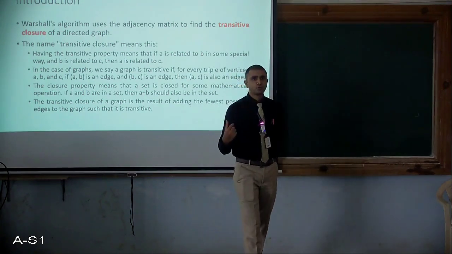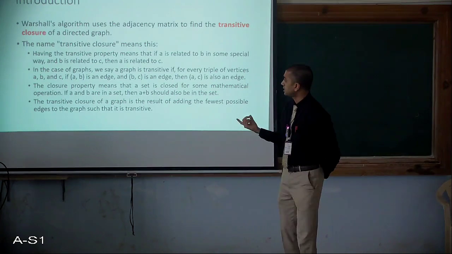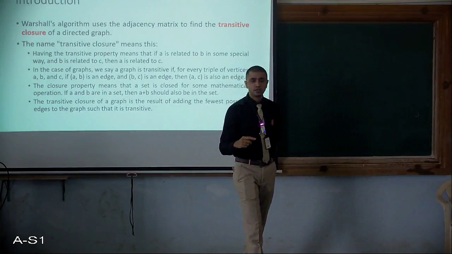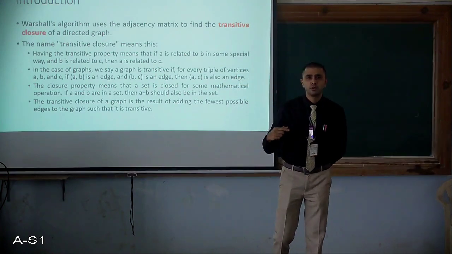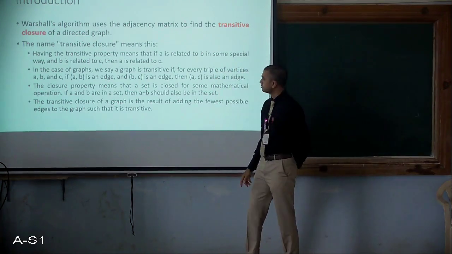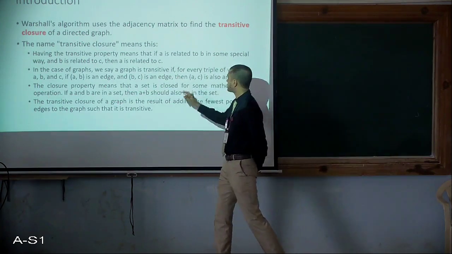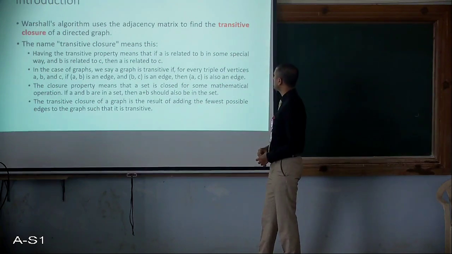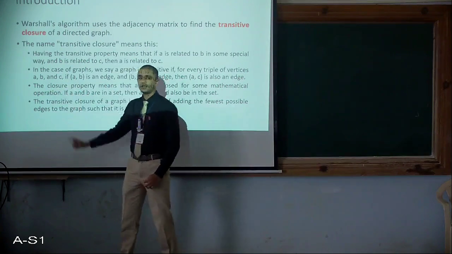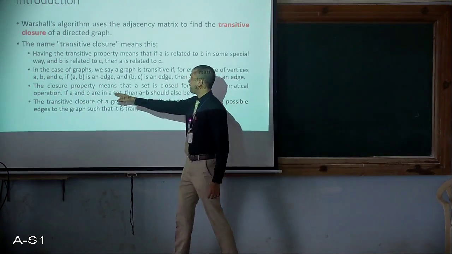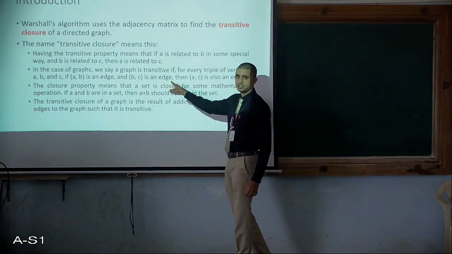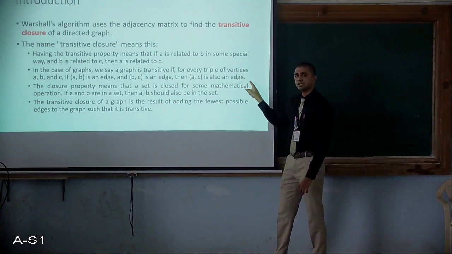This is with respect to a mathematical set, like A, B and C are three elements belonging to a set. If A belongs to B and B belongs to C, we can say that A belongs to C. What about graphs? In graphs, we say that a graph is transitive if for every triple of vertices, if there are three vertices A, B and C of a given graph, if A and B is an edge and B and C is an edge, then we say that A and C is also an edge.